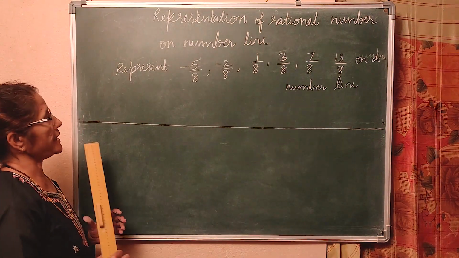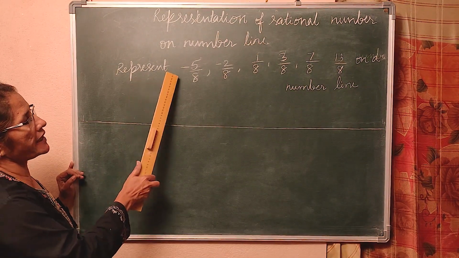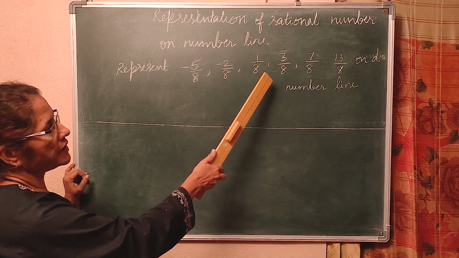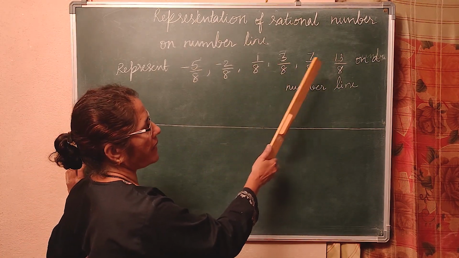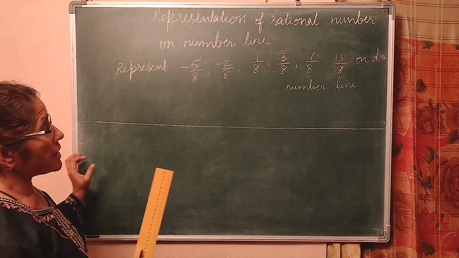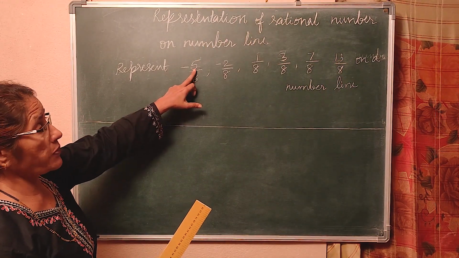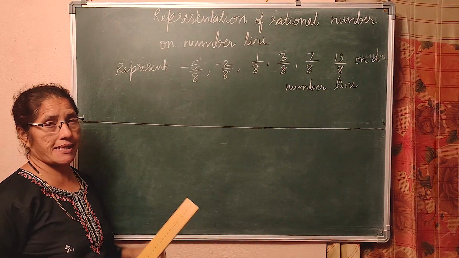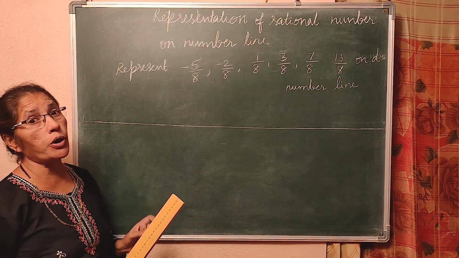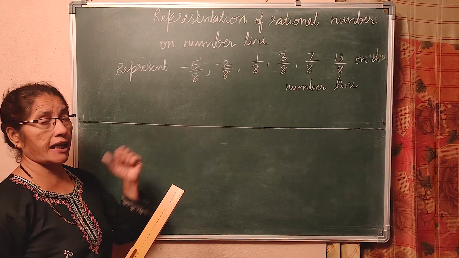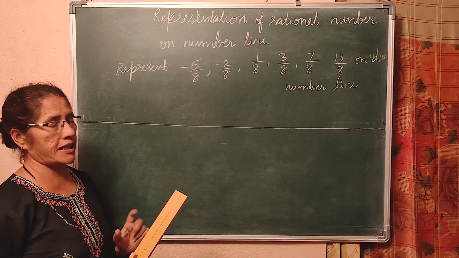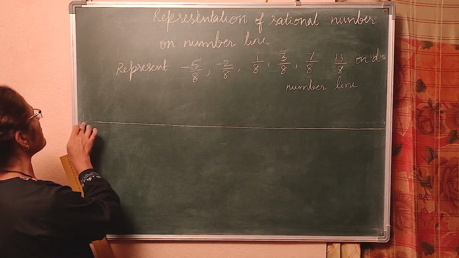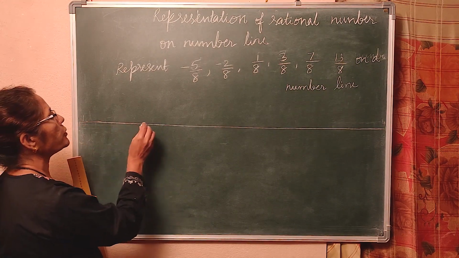My second question is, represent minus 5 by 8, minus 2 by 8, 1 by 8, 3 by 8, 7 by 8, 13 by 8. See, from minus 5 to 13, there are many numbers, isn't it? So, this one you don't take 1 centimeter in one division, you take half a centimeter, that is enough. So, I take minus 5 by 8, and I have to go till minus 8 by 8.